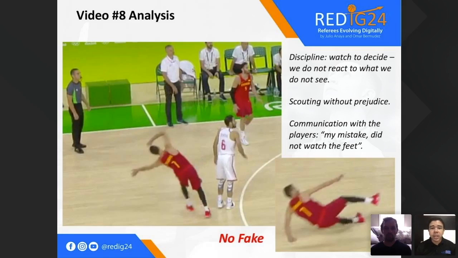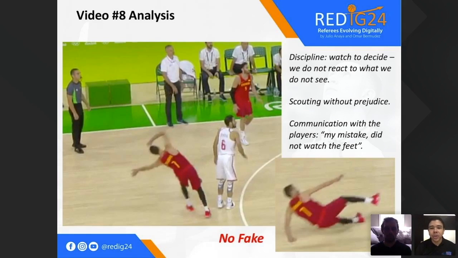The second is scouting without prejudice, as we watched 2 sessions before, that we can have a player who seems to fake frequently. But when it comes to the play, if I don't see that he fakes, I cannot say, you are a faker, I will make the fake signal, as we used to do. We don't see, we don't react.